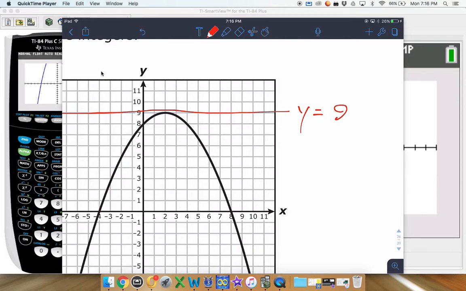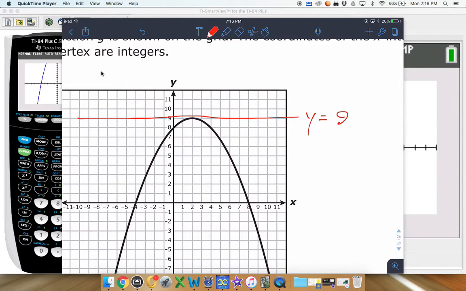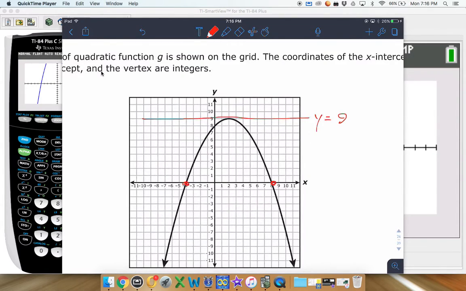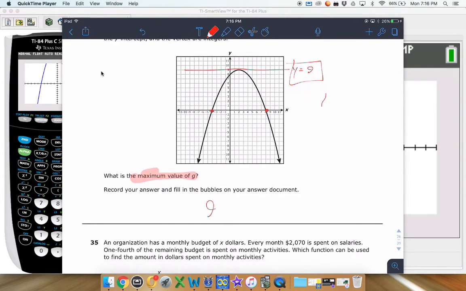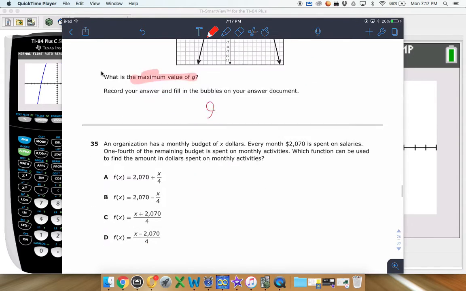Now, other things they could ask you, maybe they ask you for what are the zeros or what are the roots every now and then. Those would be your x-intercepts, but they're asking for the maximum, so you don't need to worry about that. So y equals 9. So our answer, you just write in a 9. That one's pretty straightforward.